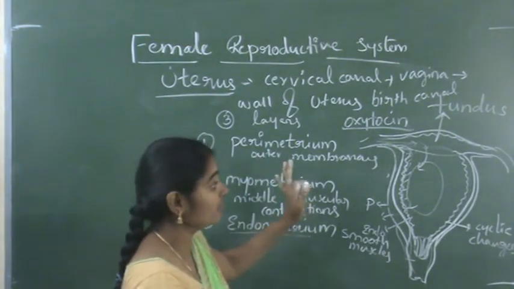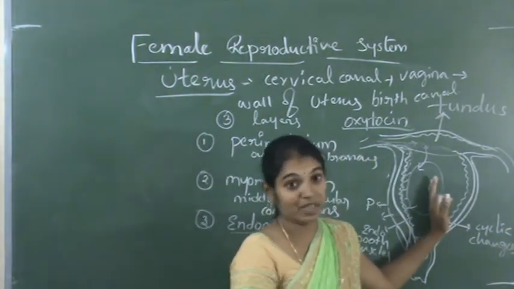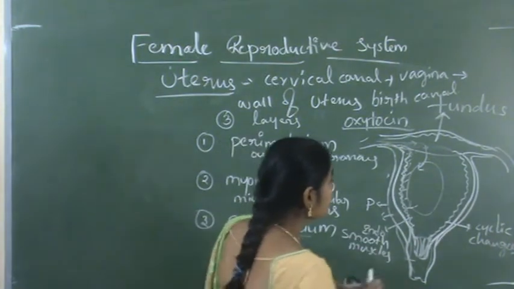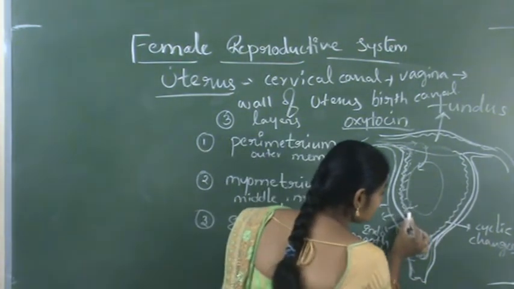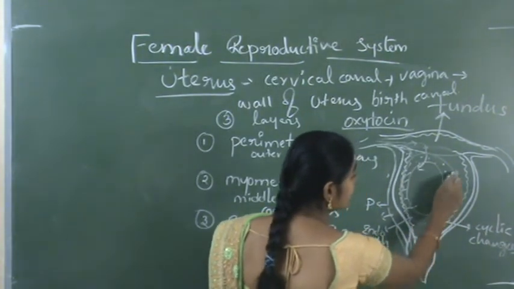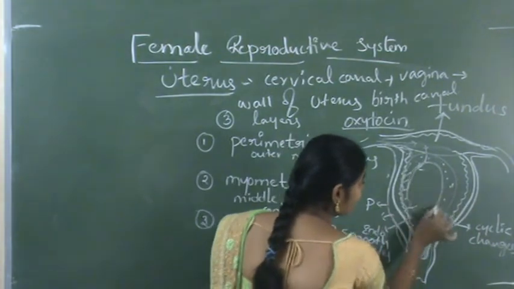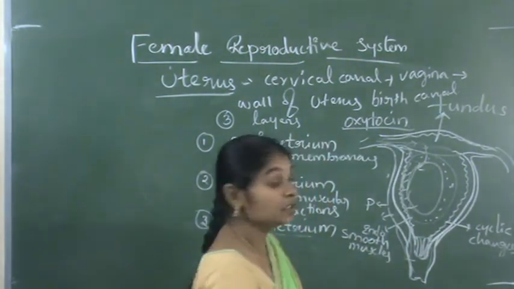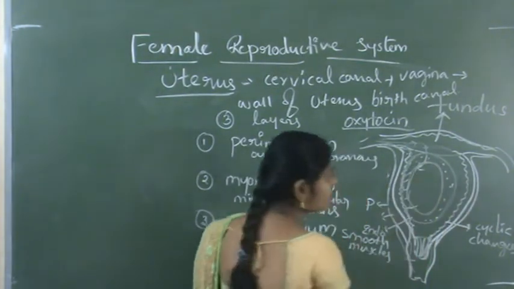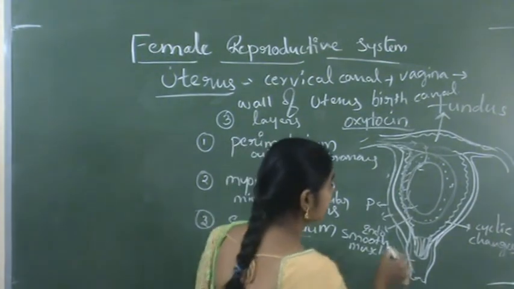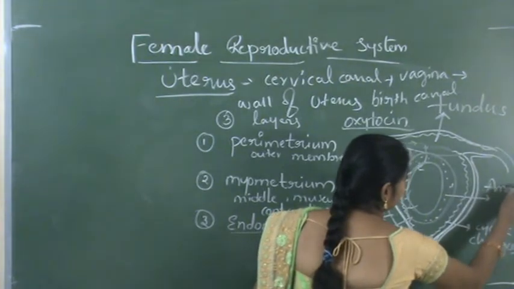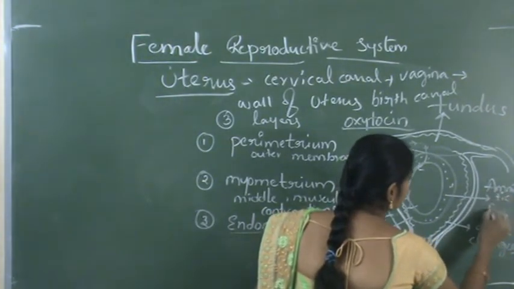The main function of the uterus is that it provides space for the fully developing embryo. Around this developing embryo, the amniotic fluid is present. If it is the fetus or embryo, then around it a fluid is present, which is known as amniotic fluid.